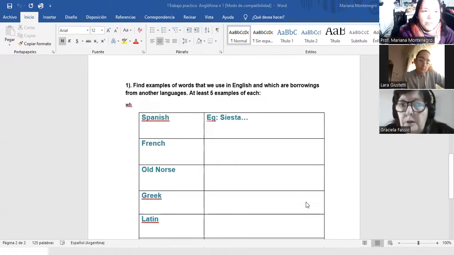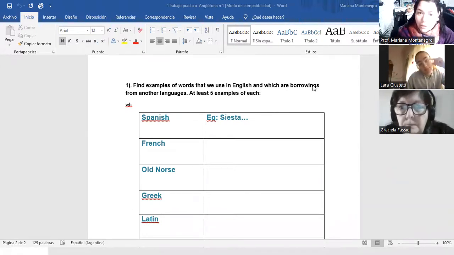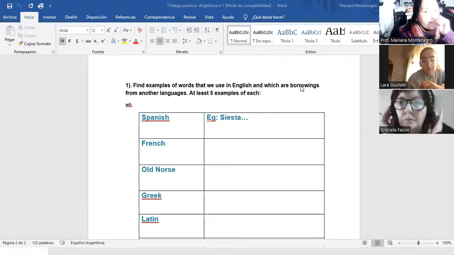With respect to point 1, you have to find examples of words that we use in English and which are borrowings. Do you know the meaning of borrowings? From other languages. Yes? Do you know what borrowings are? Any idea? Any of you?